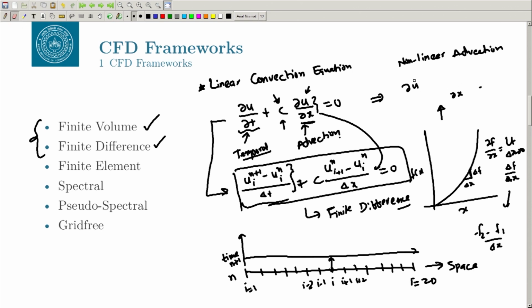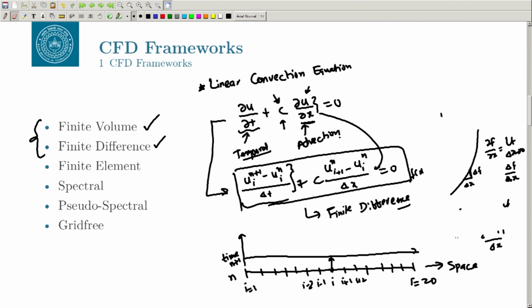Let me erase this. If it is a 2D problem, then make a 2D grid and set up the boundary conditions. So, your 2D grid may be like this.